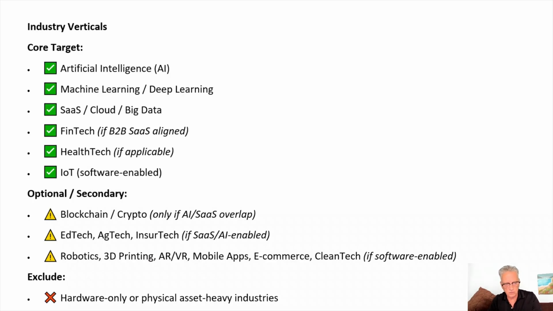And industry verticals, so we are going to look at artificial intelligence, machine learning, deep learning, SaaS, cloud, big data, fintech, health tech, IoT, software enabled. Optional secondary, blockchain, ed tech, ag tech, robotics, 3D printing, that sort of stuff. But we're going to exclude hardware only or physical asset heavy industries.